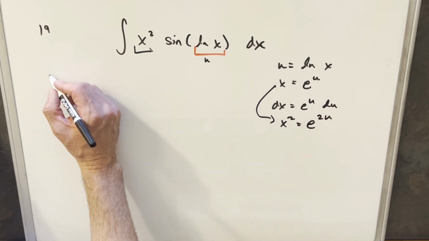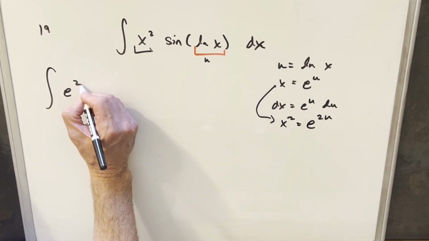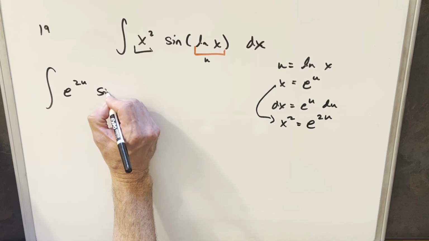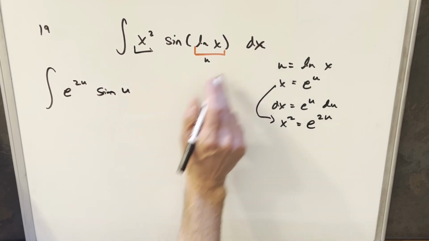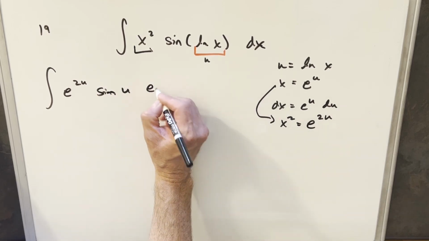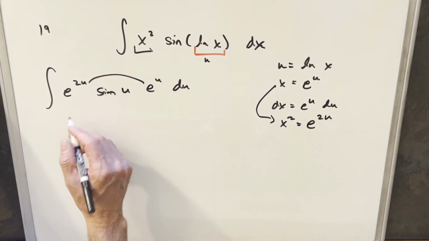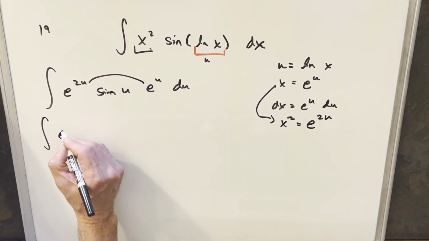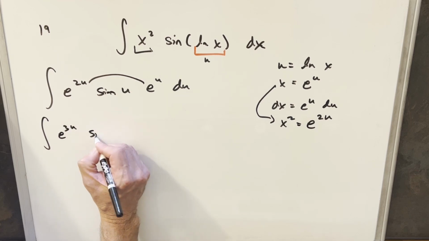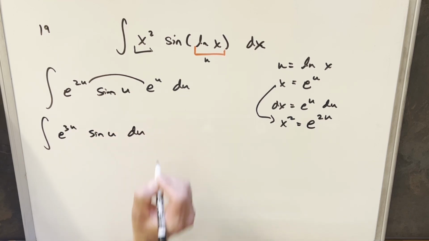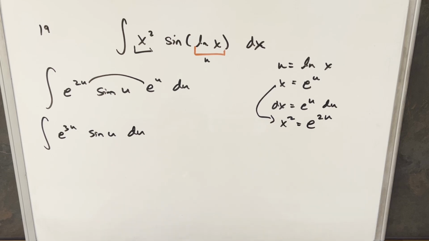So now I'll make this substitution. We'll start with that e to the 2u. We'll have sine of u here, and then our dx is going to be this, so we're going to have e to the u du. And then I'll just multiply our e terms together. So this is going to be equal to e to the 3u sine u du. Okay, and now that we have the preliminaries out of the way, we can focus on this.